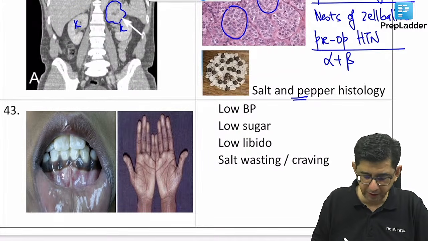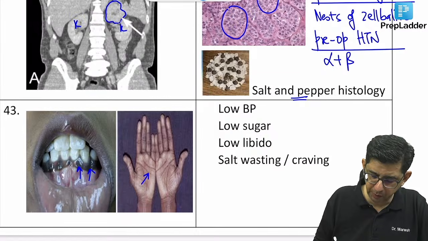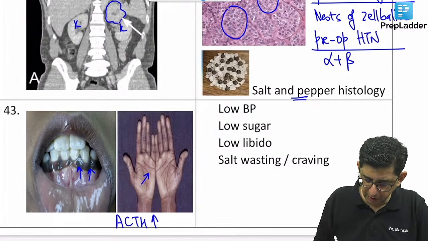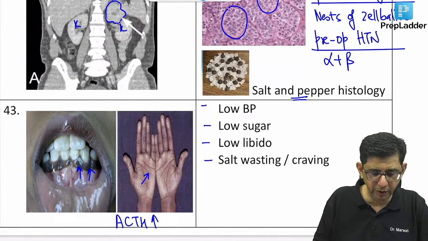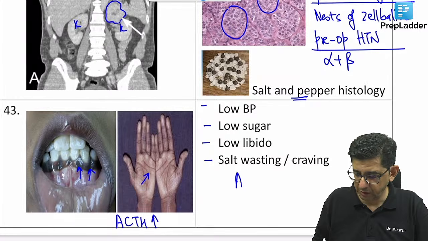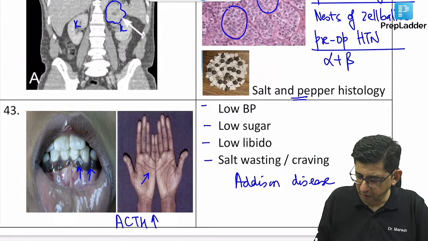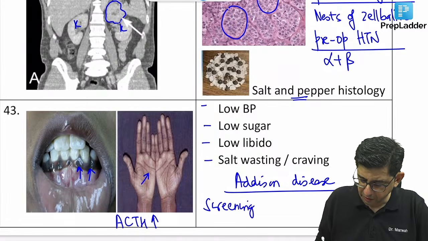Anubhav, you are perfectly right. You can notice the pigmentation of the gingiva. You can notice the hyperpigmentation in the palms of the patient. So this guy is having an excess of ACTH, and then the characteristic features are salt wasting, low libido, low sugar, and low blood pressure. So all of these point towards Addison disease. You guys have to quickly comment, not on the diagnosis. Please tell me the screening test for this condition and the investigational choice.